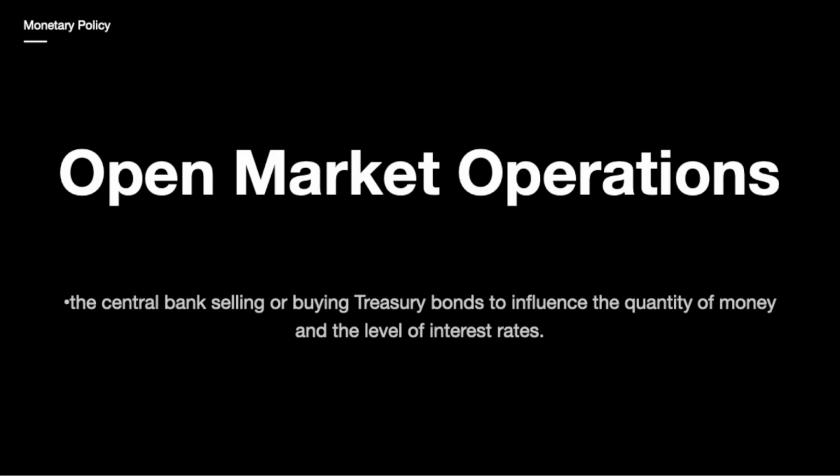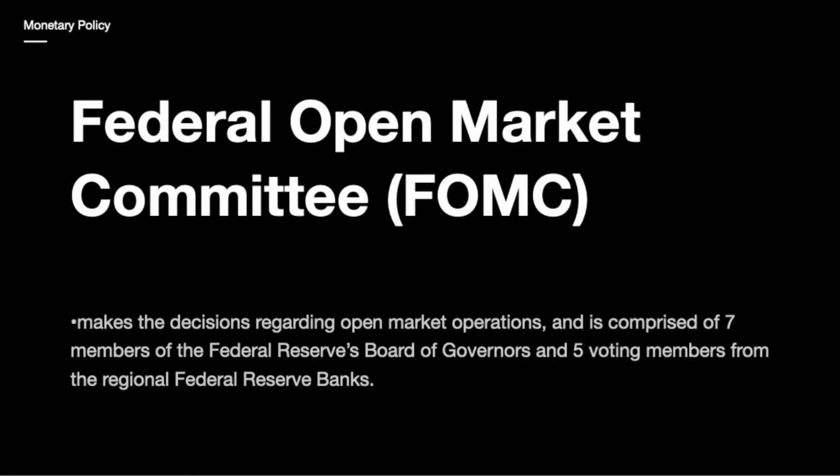The most common monetary tools in the U.S. are open market operations, the central bank selling and buying treasury bonds to influence the quantity of money and the level of interest rates. The Federal Open Market Committee, FOMC, makes the decisions regarding open market operations and is comprised of 7 members of the Federal Reserve Board of Governors and 5 voting members of the regional Federal Reserve banks.